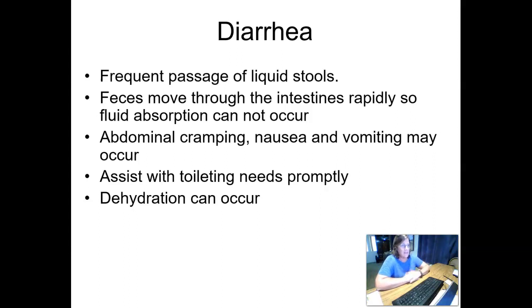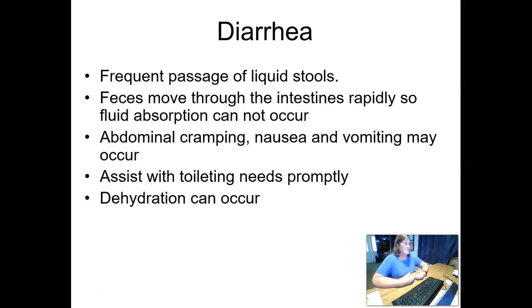Now diarrhea is the other extreme of this. That's frequent passage of liquid stool and feces, or that bowel movement, moving through the intestines so rapidly that there's not time for fluid reabsorption. And we said usually fluid reabsorption happens in the large intestines. So the person can have abdominal cramping, nausea, vomiting can occur.